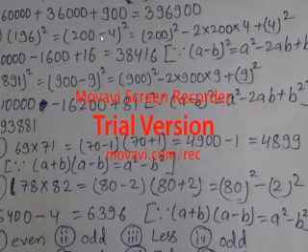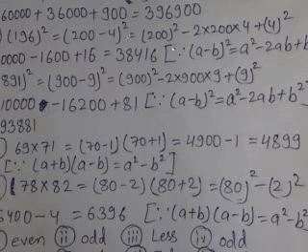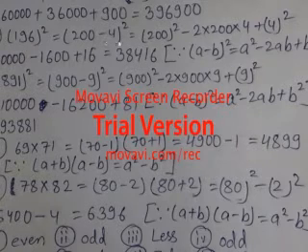No need to multiply it. You have to try to keep the numbers in such a way that it becomes simple. You can see I had written (200 − 4) whole square. Using the formula (a − b)² = a² − 2ab + b², in place of a there is 200 and in place of b there is 4.